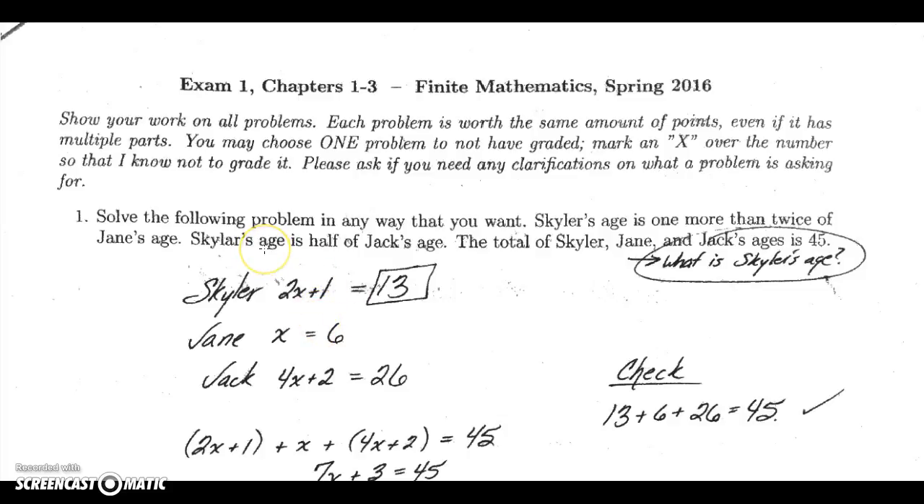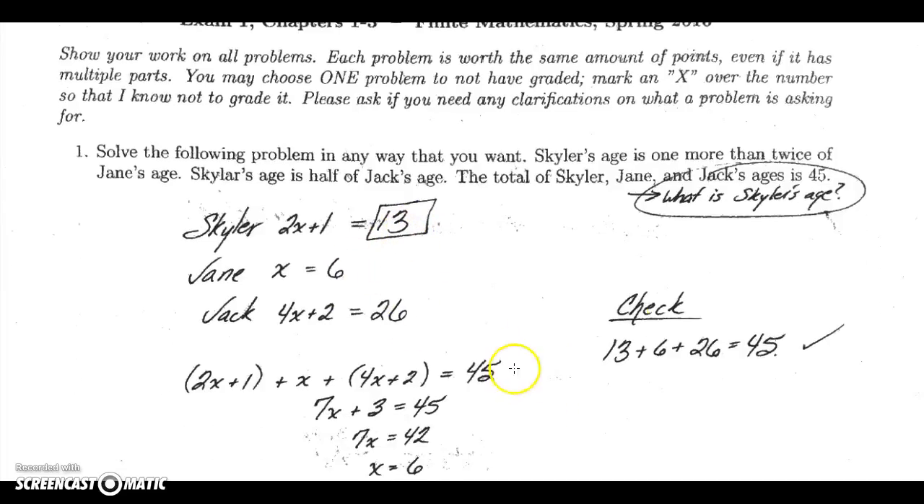And then we know that Skylar's age is half of Jack's age. In other words, Jack's age is 2 times Skylar's age, so we can just multiply that by 2 to get his age. Once we get all of them, we add them up. We know that their total ages is 45. We solve for x to get 6 for x, and then we can get each of their ages.